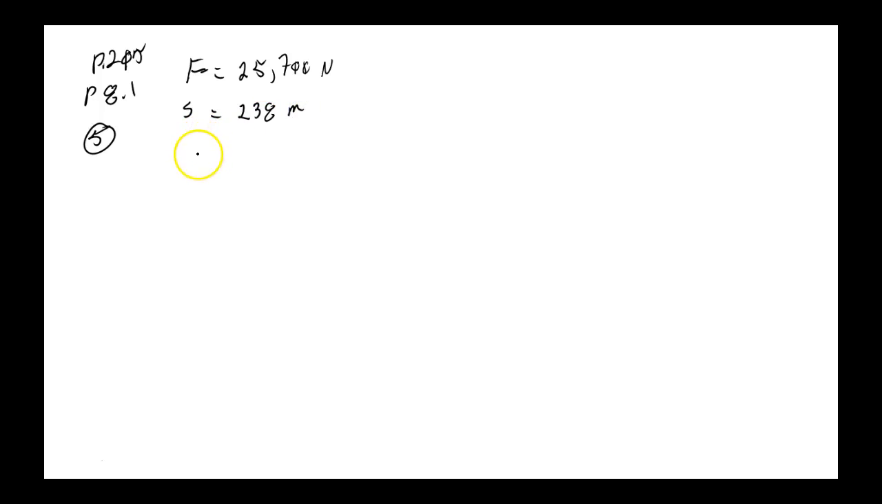All right. This is page 205. This is problem set 8.1, and this is number 5. Okay. And here's what's given. F is equal to 25,700 newtons. Quite a force, by the way. The displacement is given by 238 meters. Okay, that's a pretty long distance, too.